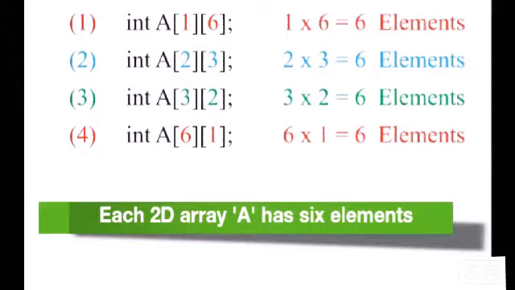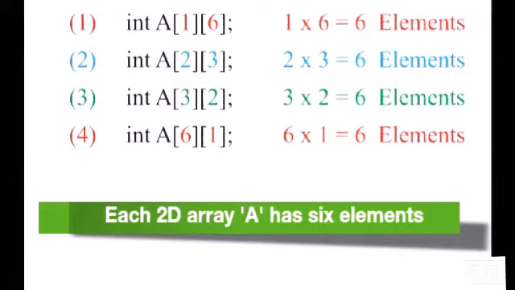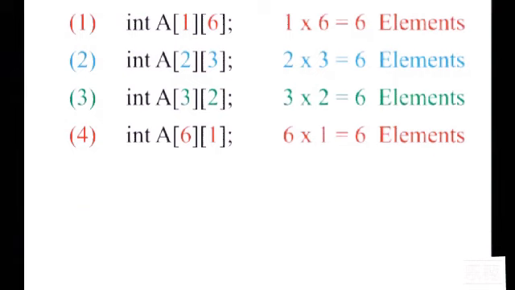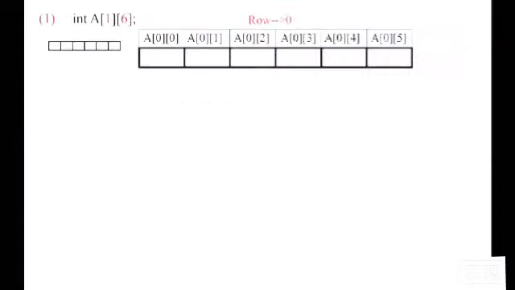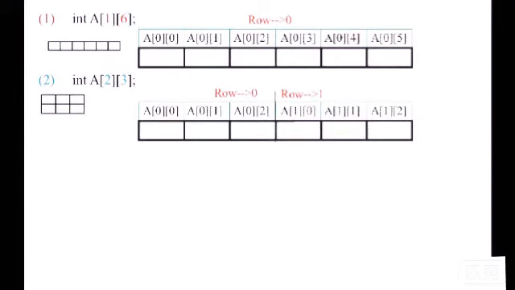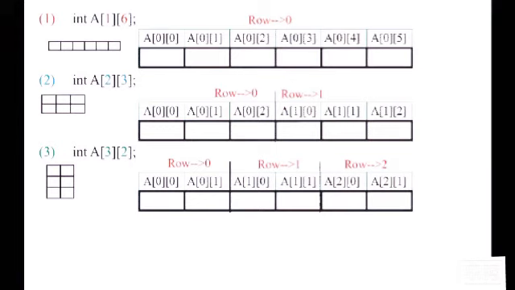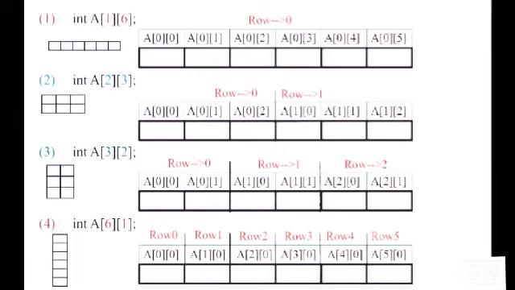In each declaration, the two-dimensional array A contains 6 elements. The difference between the array elements is their index number and how they can be seen by the user. In the first example, A contains only one row with 6 entries or columns. In the second example, A contains 2 rows. Each row contains 3 elements or 3 columns. In the third example, A contains 3 rows. Each row contains 2 columns. And in the last example, A contains 6 rows. Each row contains only 1 column.